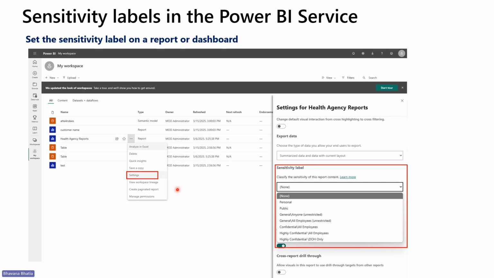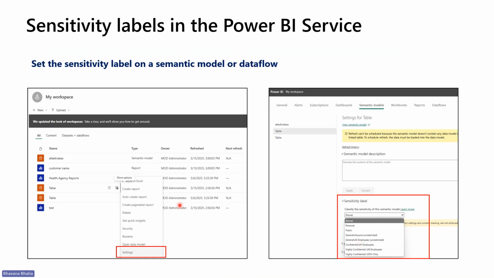Go to your Power BI report in the Power BI service, click on settings, and then select the sensitivity label from this dropdown. You can also set the sensitivity label on a semantic model or data flow. When you select settings of the semantic model or data flow, it will show you the same sensitivity label dropdown with all the labels available for you. And then you can select these labels and apply it to the model or the data flow.